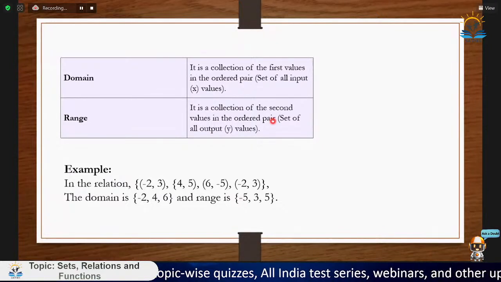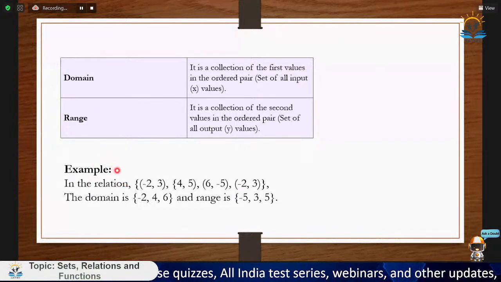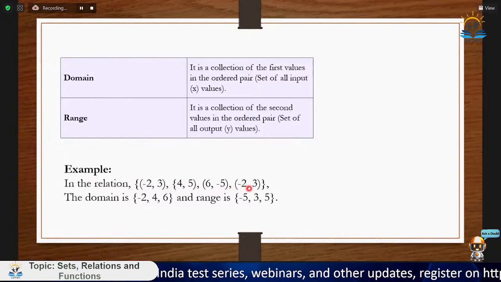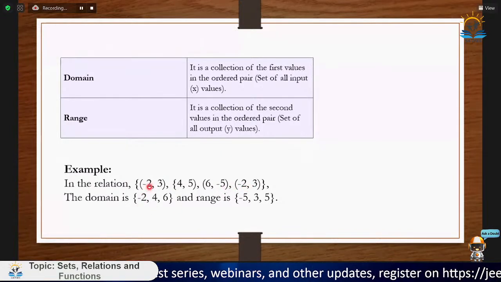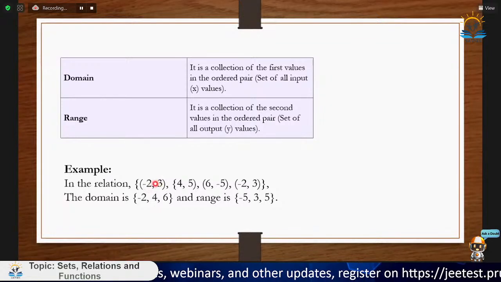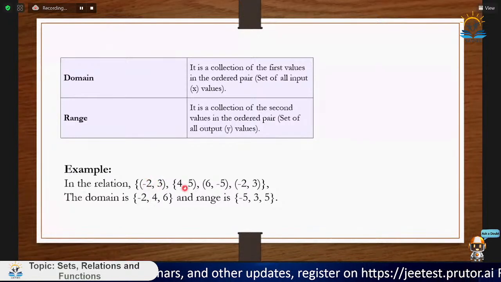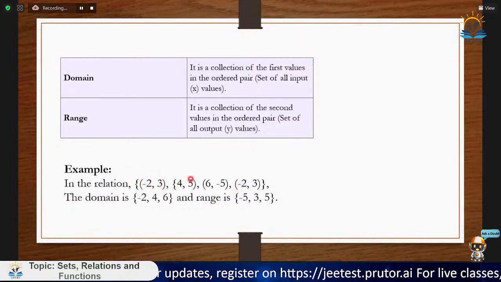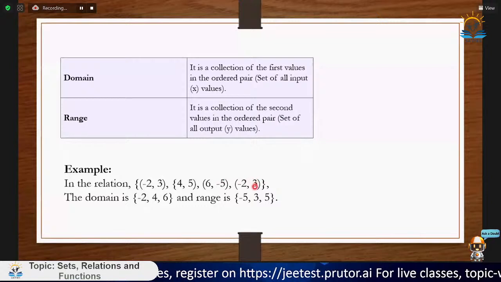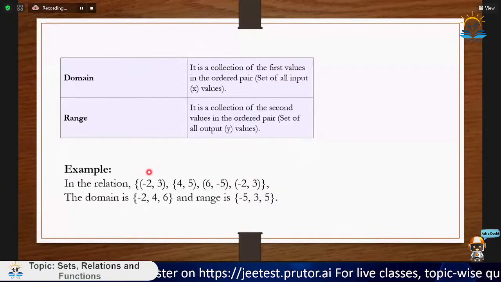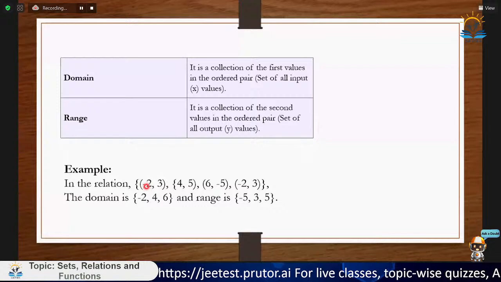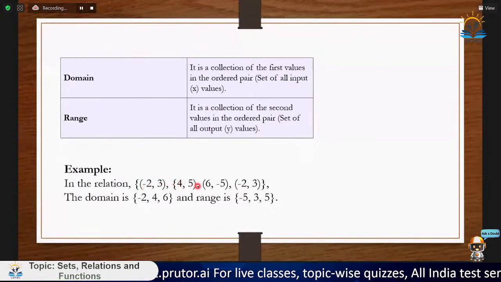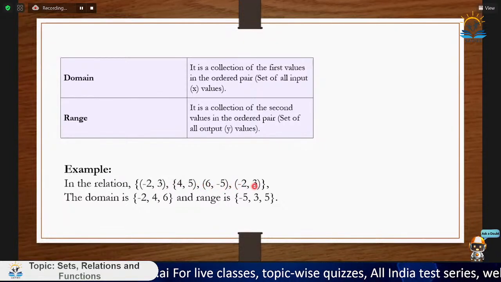Your function starts from here only. So now let's define an example. In a relation -2, 3, 4, 5, 6, -5, and -2, 3. Let's say this is a relation. I'm defining some set from A to B in which -2, 4, 6, and -2 are my elements of A, and 3, 5, -5, and 3 are elements of B set. So basically what I'm saying here is I'm defining a relation from A to B such that -2 is going to 3, 4 is going to 5, 6 is going to -5, and -2 is going to 3.